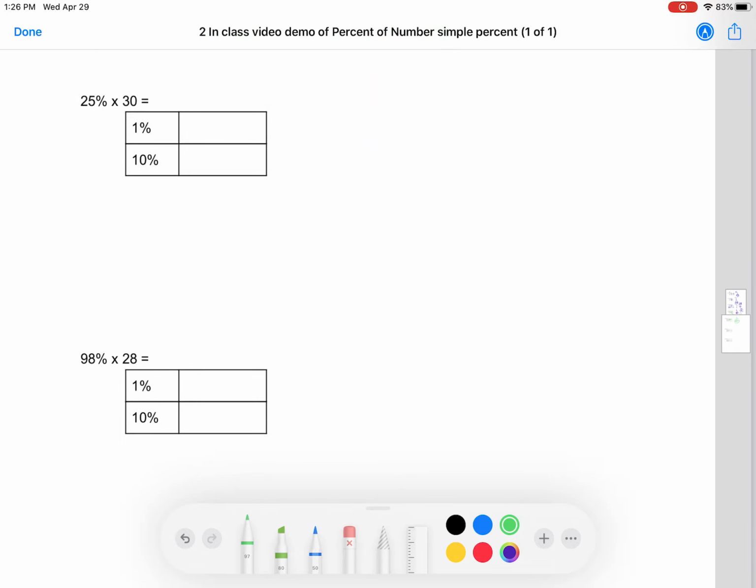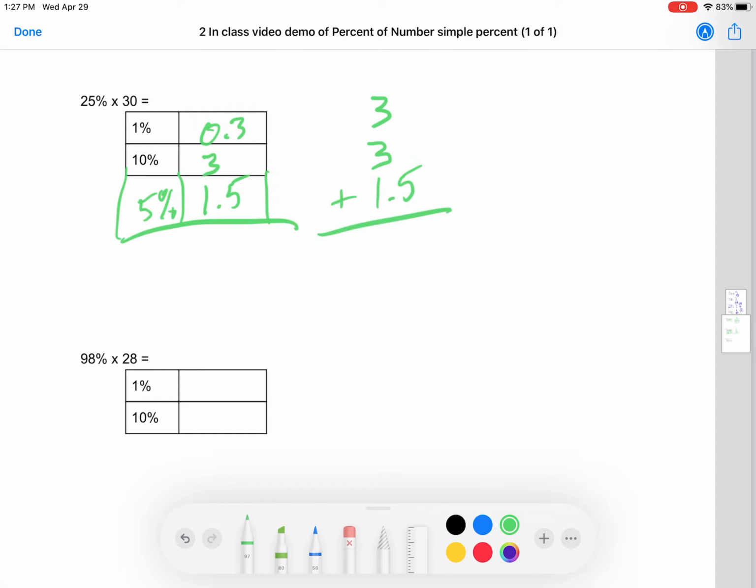25% of 30. 1% is 0.3. 10% is 3. I'm going to use that 5% thought process, where I'm just going to say, you know what? Why don't I just cut the 10% in half? That's 1.5, right? So to do 25%, I need 10%, 20%, and then 5%. There we go.